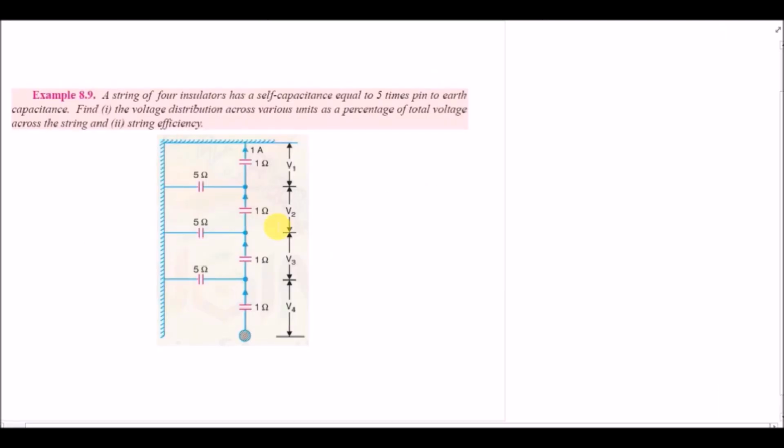For the last example of this lecture, we are going to find the voltage distribution across each unit as a percentage of the total voltage. It is the same as the last one, and then again we have to find the string efficiency. Now we are not given the value of the self capacitance or the shunt capacitance. Pin to earth capacitance is known as shunt capacitance. The only thing given to us is that the self capacitance is equal to 5 times the pin to earth capacitance.